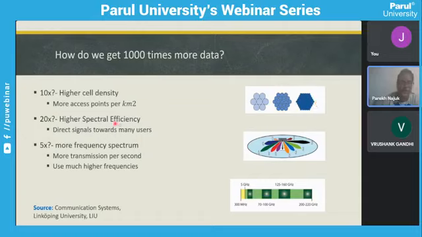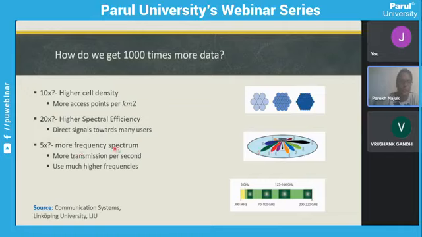The second thing is higher spectral efficiency. That means no call drop should be there. Even a user at the cell edge should experience a 1 Gbps data rate. In layman's language, if you are near the tower, you are having very good speed and good data. But if you are very far from the tower, you should achieve the same. Both should experience a satisfactory data rate. That is known as higher spectral efficiency. We can achieve that with the help of a direct signal, giving the direct signal to the particular user.